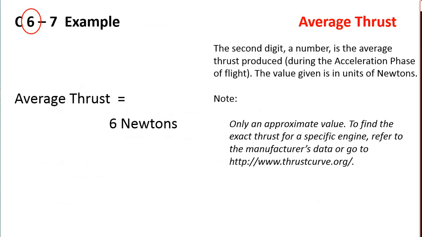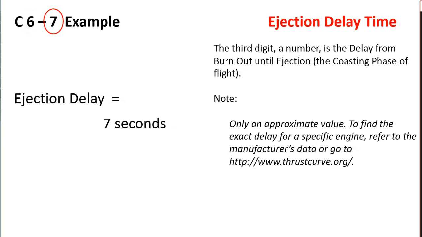The second digit of the part number, which is always a number, is the average thrust produced by the engine. This is the thrust produced during the acceleration phase of flight. The value is given in units of newtons. For example, in our C67 engine, the average thrust will be 6 newtons. Again, keep in mind this is only an approximate value. To find the exact thrust for a specific engine, you'll need to refer to the manufacturer's data or go to thrustcurves.org.